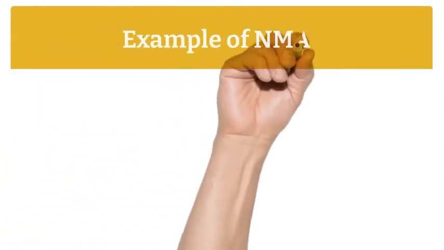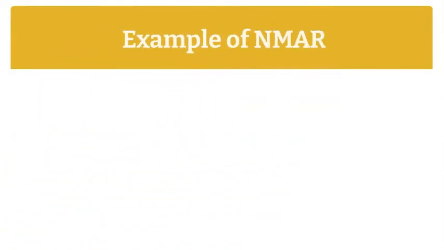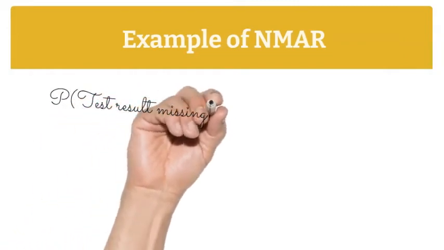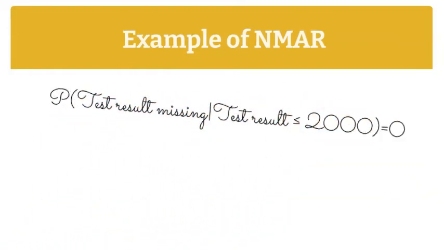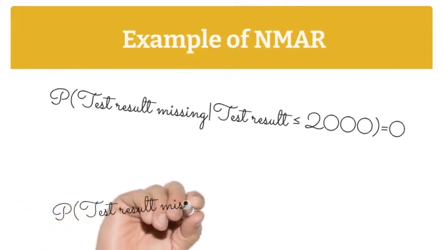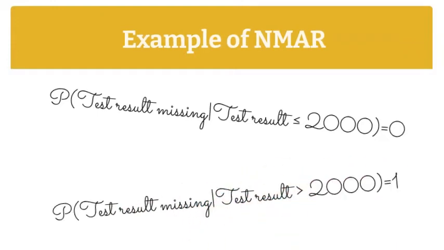When we consider the example that we just worked with, there were no missing values for which the test result was less than 2000. This implies that the probability that the test result is missing, given that the test result is less than 2000, is zero. However, this was not the case for values greater than 2000. All of them were missing. So the probability here would be equal to 1. So what does this imply?